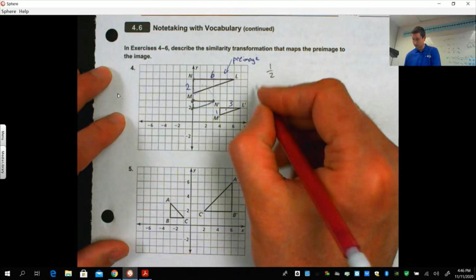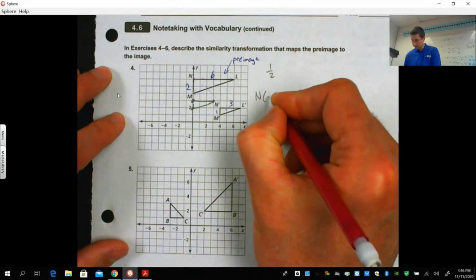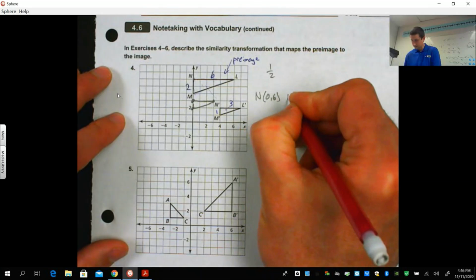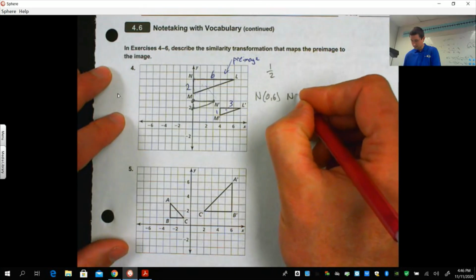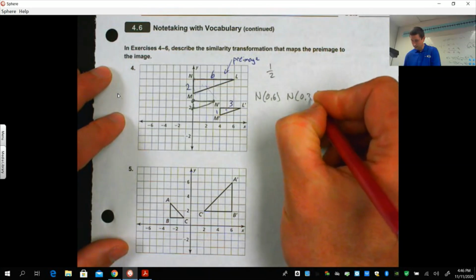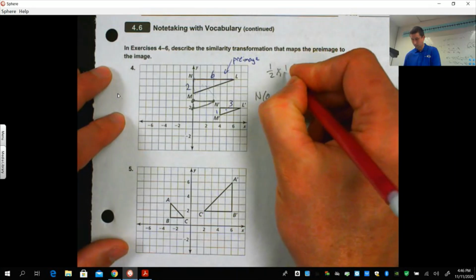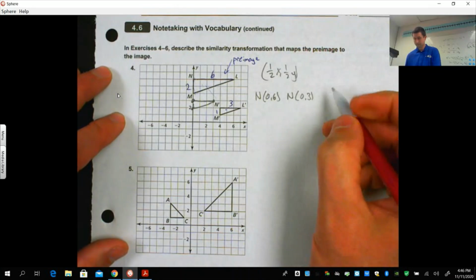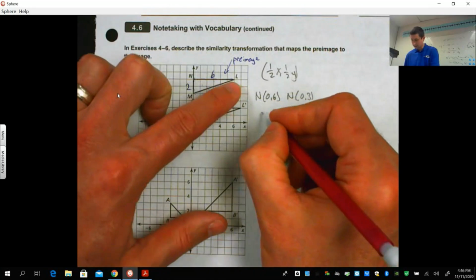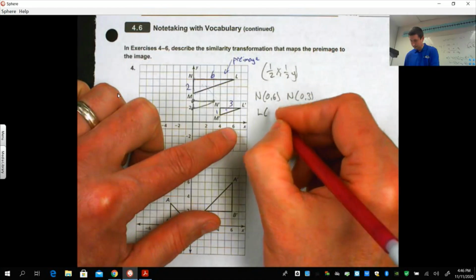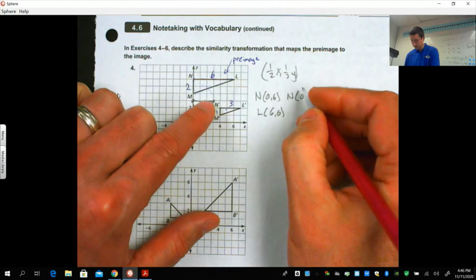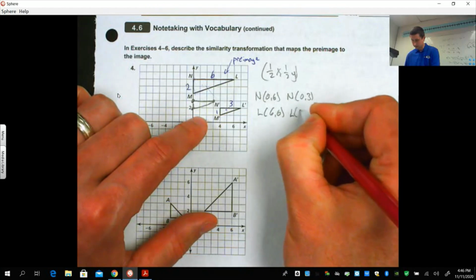Everything goes to half. And again, write it out. N is at 0, 6. That would put my new N at 0, 3 if I have 1/2 x, 1/2 y. L was at 6, 6. My new L, if I apply it, is going to be at 3, 3.